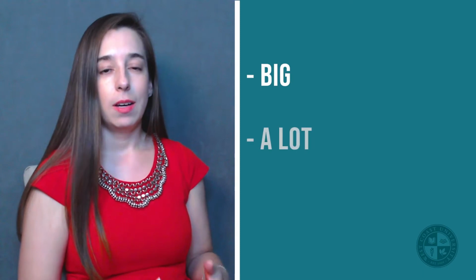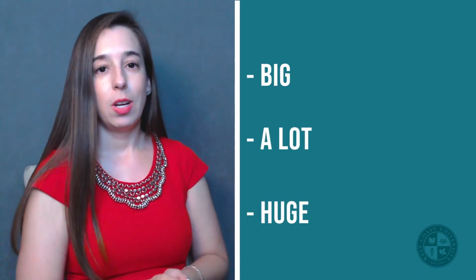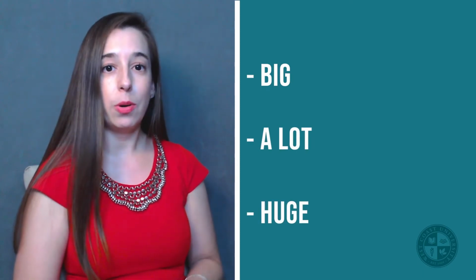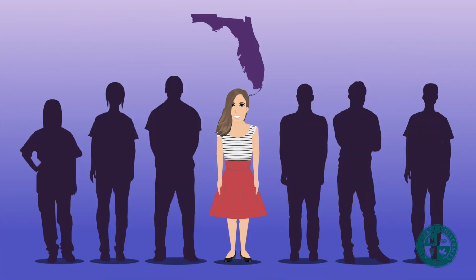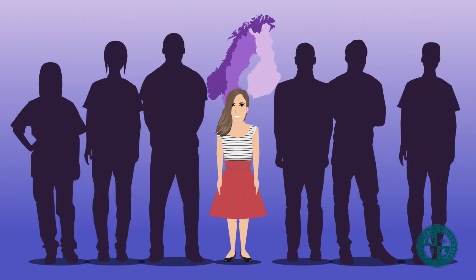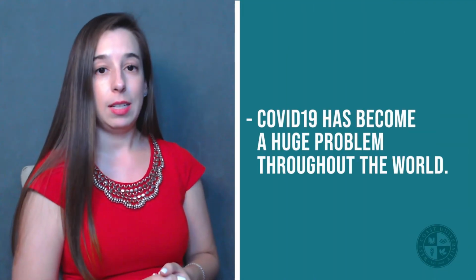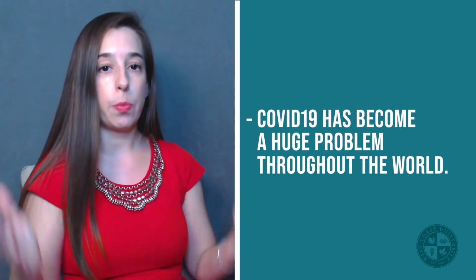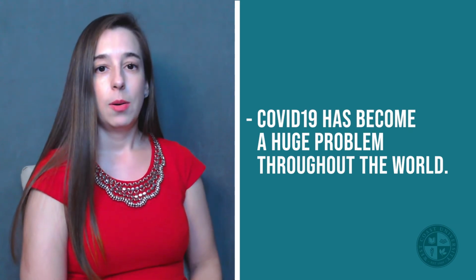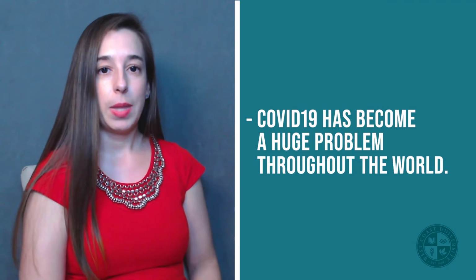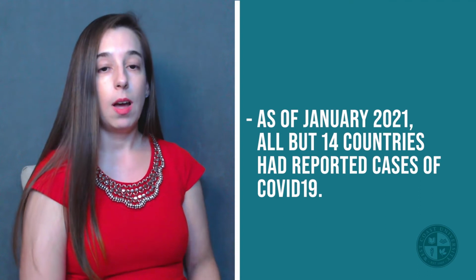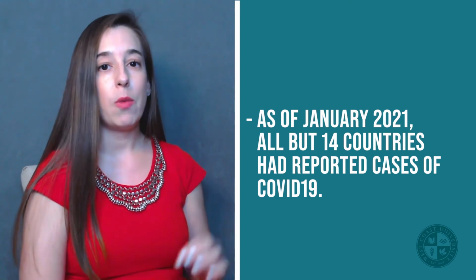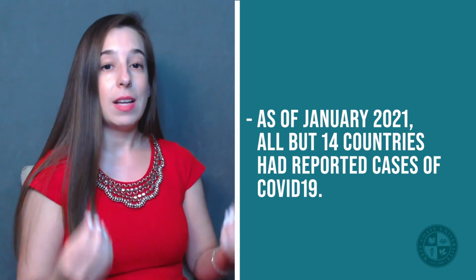Let's consider another example. Words like big, a lot, huge, again, could mean something quite different to you than it does to me. In Miami, I'm average size. In Scandinavia, I'm tiny. So let's look at this sentence as an example. COVID-19 has become a huge problem throughout the world. Well, huge is relative. So instead, you might say something like, as of January 2021, all but 14 countries had reported cases of COVID. That's very precise.